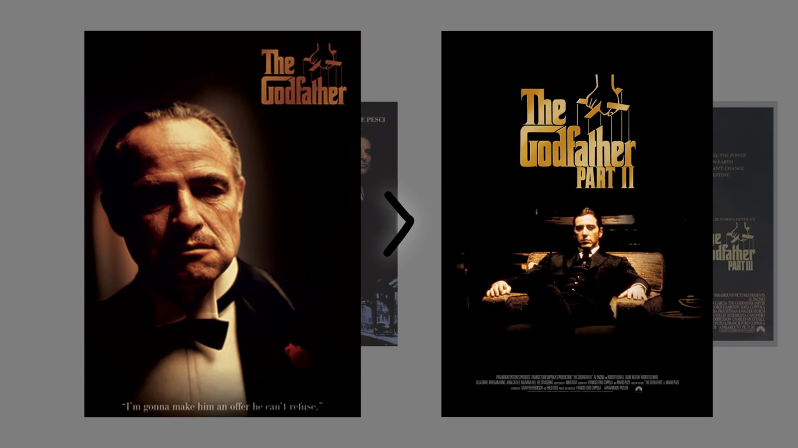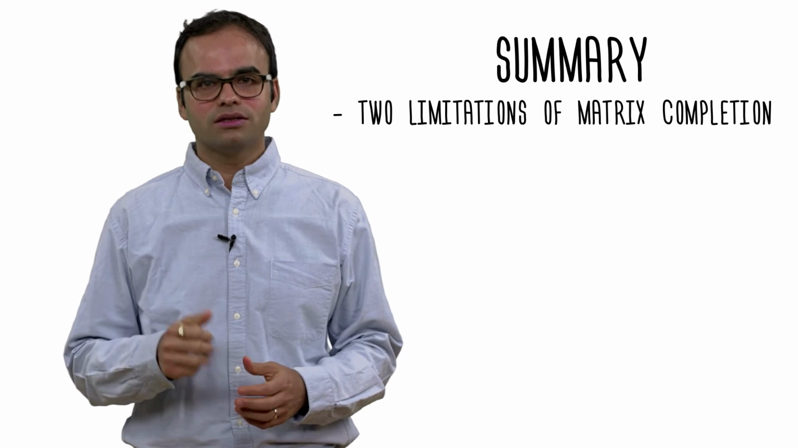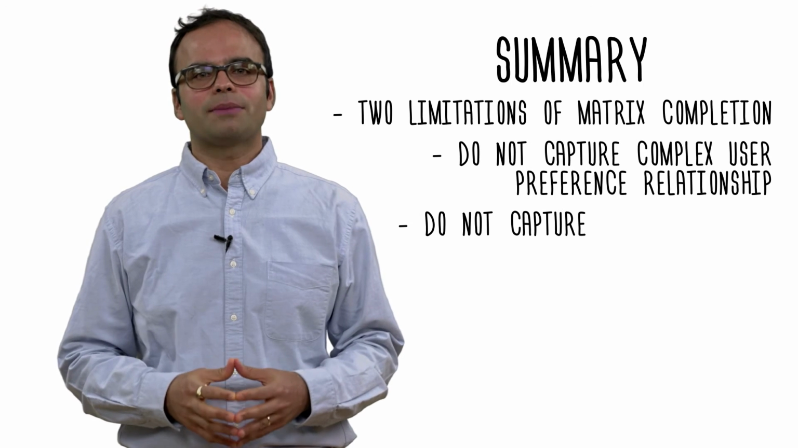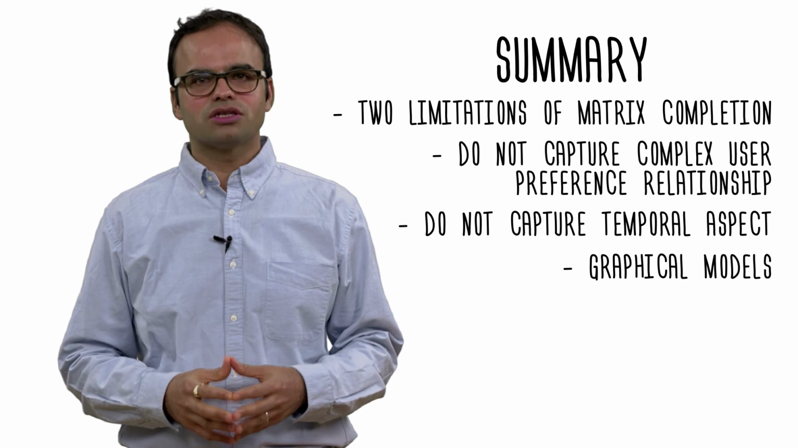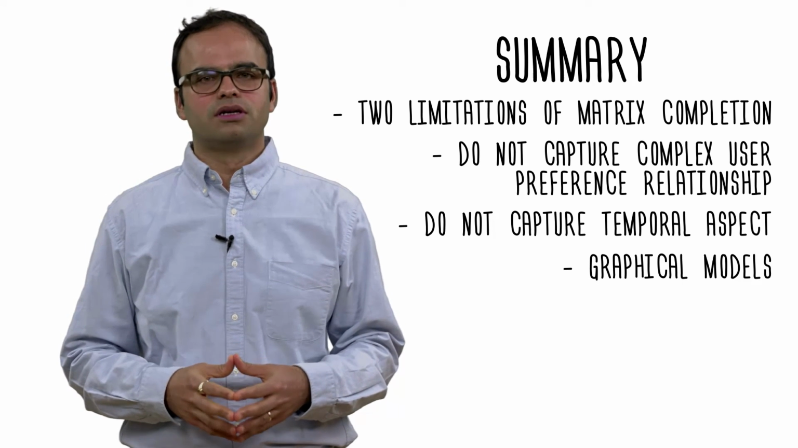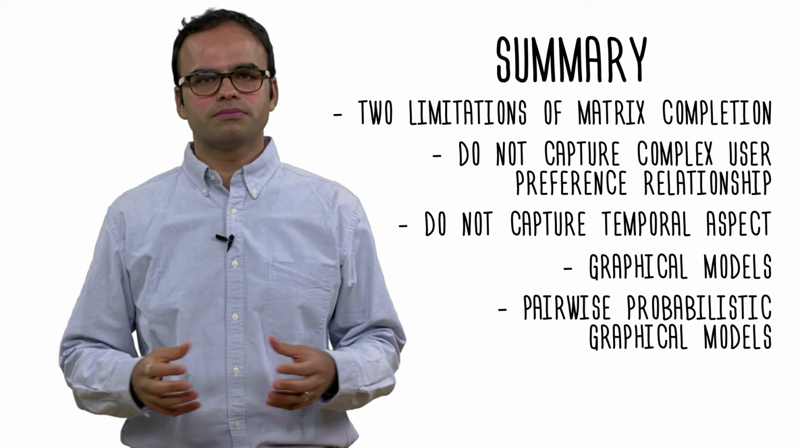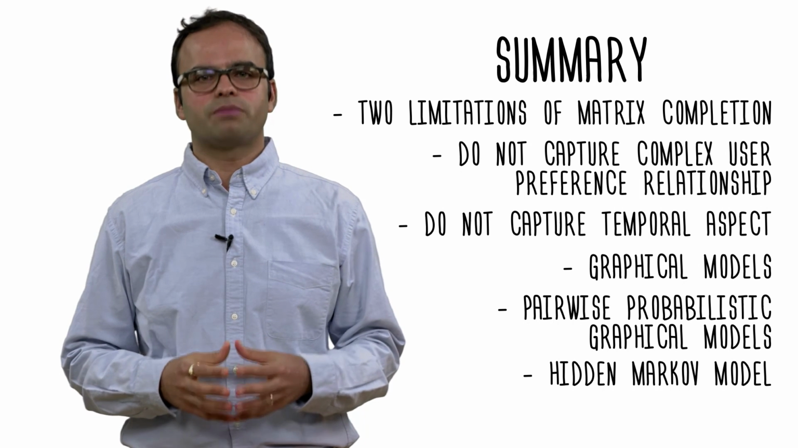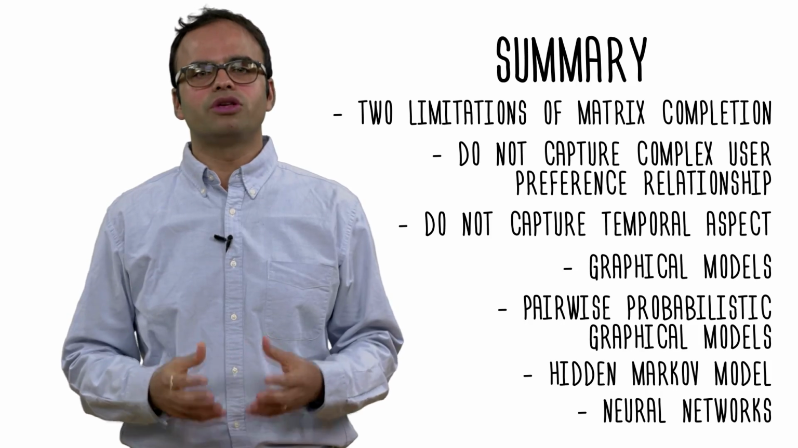In summary, recommendation systems based on the view of matrix completion have two major limitations. One, they do not capture complex user preference relationships. Two, they do not capture temporal aspects. Graphical models can help us address these limitations in a computationally efficient manner. We can use pairwise probabilistic graphical model to capture more intricate relationships. We can use hidden Markov model to capture the temporal aspects of user preferences. The use of neural network is very similar to the way we described the use of graphical models today.